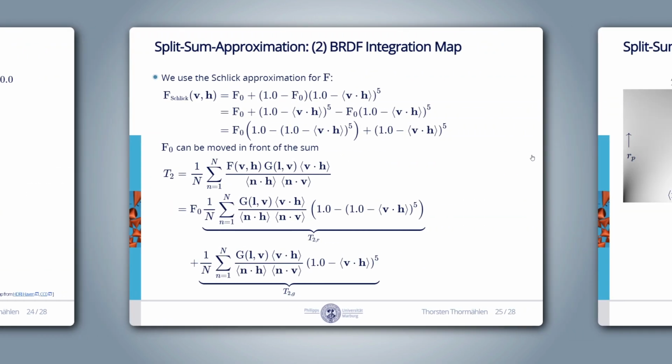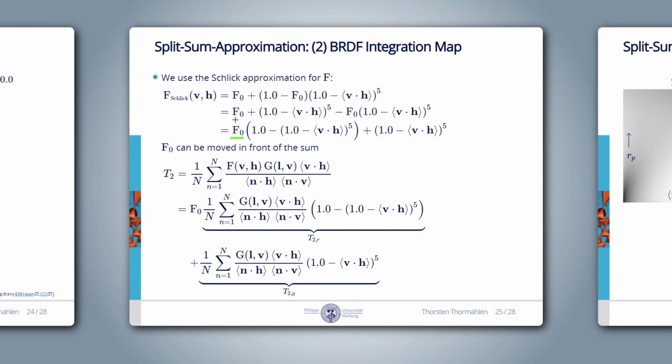The second texture that we have to pre-compute is the BRDF integration map. We use a Schlick approximation for the Fresnel term F, which is given by this equation. The idea here is that our pre-computed values should not depend on f0. Therefore, we rewrite the equation to get a sum of two parts. The first part has f0 as a linear factor, and the second part does not depend on f0.